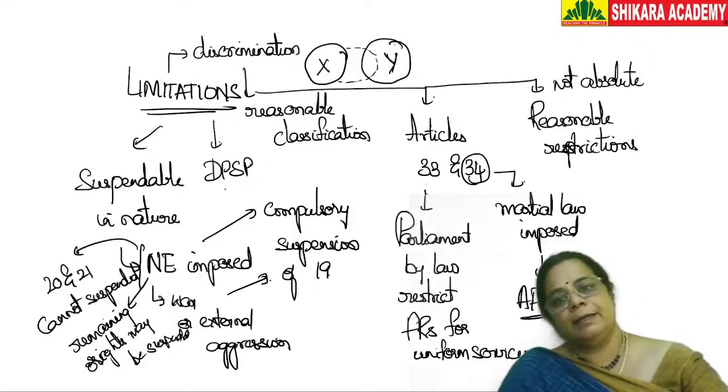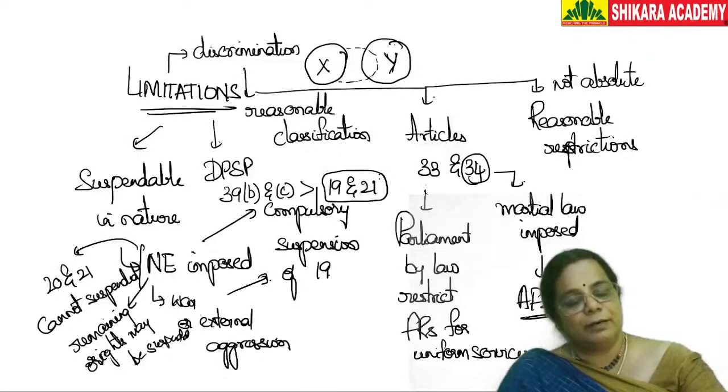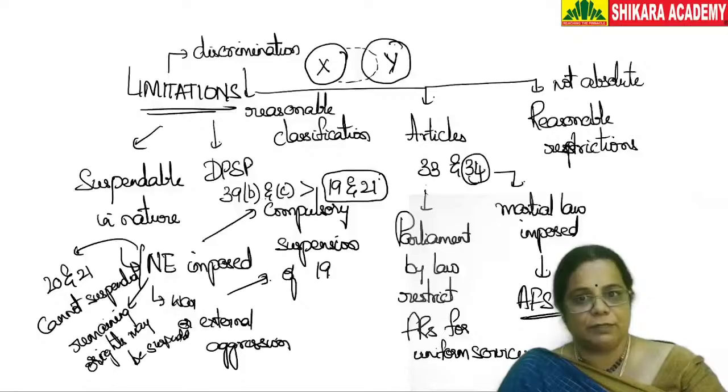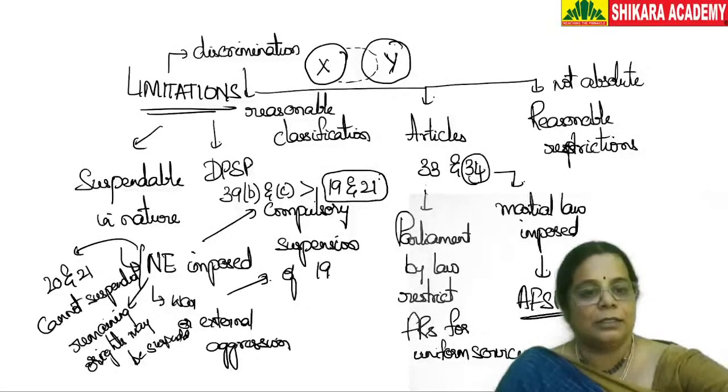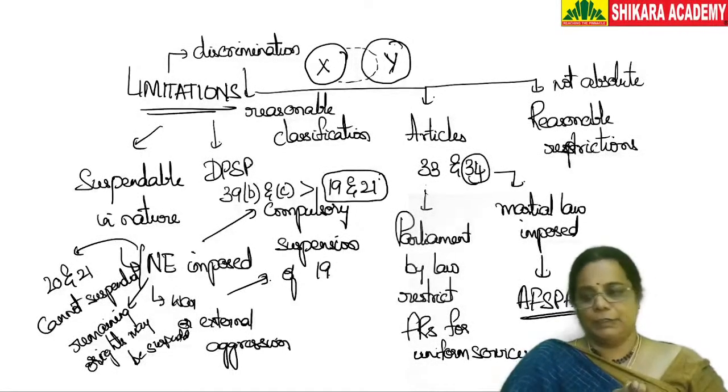In fact, 39B and C are so important that you cannot violate them even for 19 and 21. Even if it is about fundamental rights, the Constitution itself places this. DPSP are non-justiciable. But in case of 39B and C, any action taken by the government to implement 39B and C cannot be declared invalid for violation of 19 and 21. So these are the scope and limitations of fundamental rights.